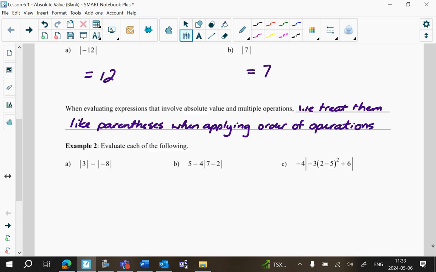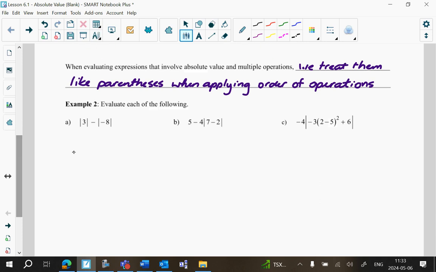So if you've remembered BEDMAS or BEMDAS or PEDMAS or PEMDAS, you always do parentheses or brackets first. Well, we kind of include absolute value bars in there. So for the first example, with all these examples, we have multiple operations. What would I do first?